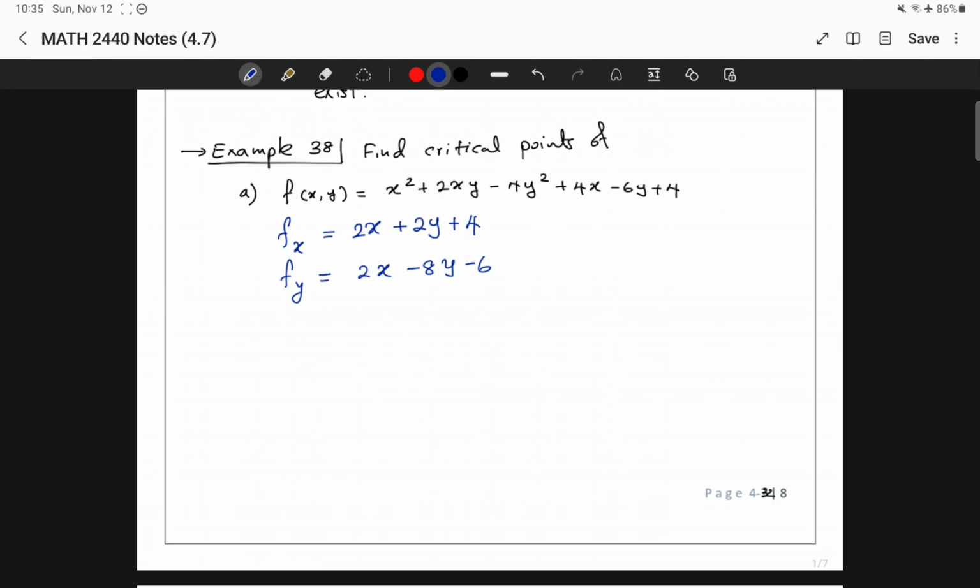Okay, now even though we talked about two ways to find critical points, these are defined everywhere. So both are defined over R2. Therefore, there will be no places where partial derivatives are undefined. So the only way we can find critical points is by making them equal to 0. So you make f sub x equals 0 and f sub y equals 0.